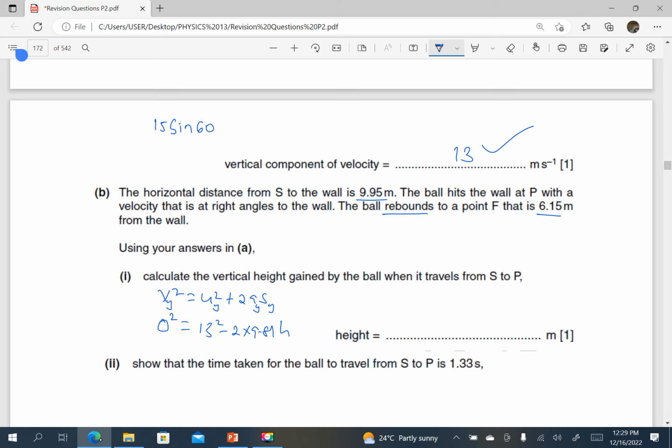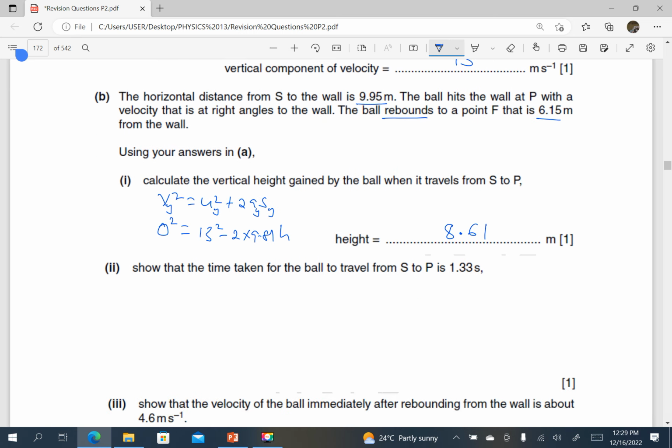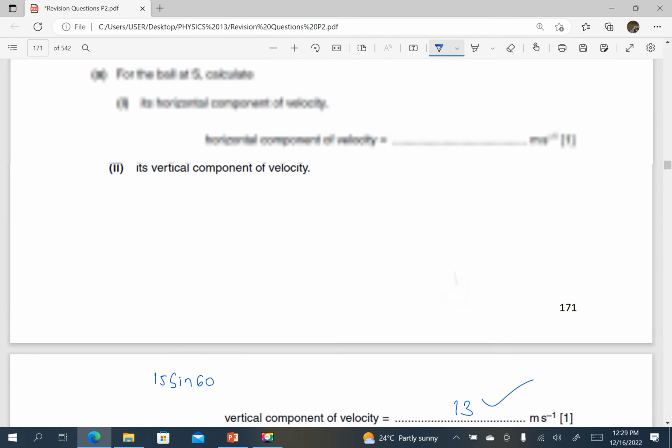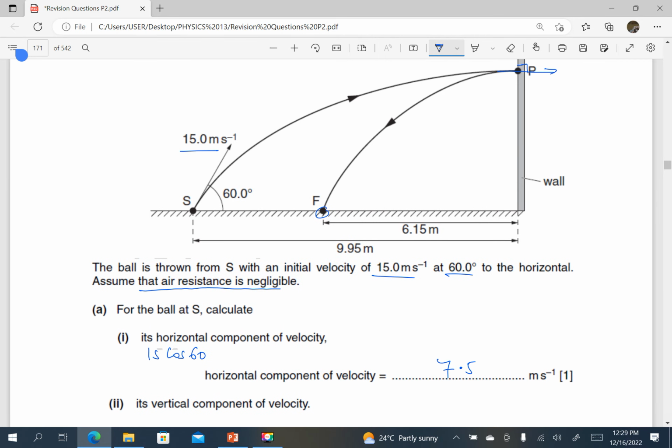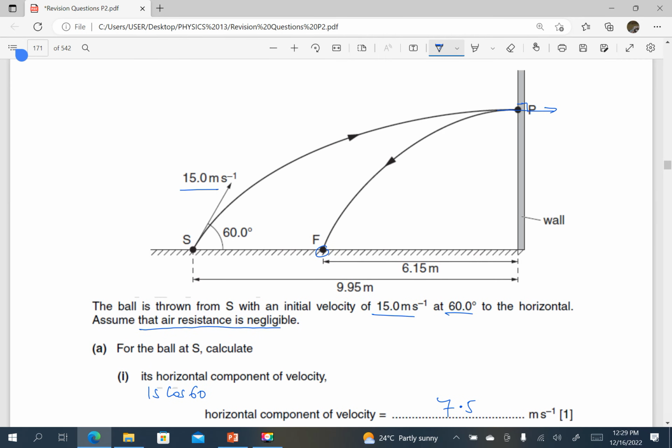So h is 13 squared over 2 times 9.81. From my calculator, it is 8.61 meters. Show that the time taken for the ball to travel from S to P is 1.33. The time taken to move from S to P is 1.33.